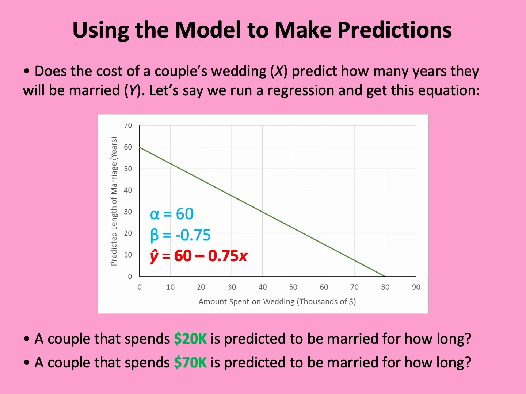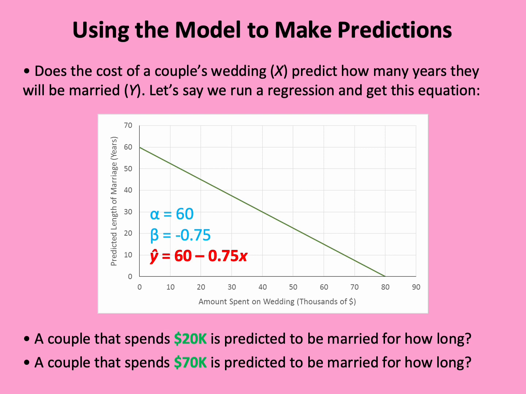And then we would do the same thing for the 70,000. So we would multiply negative 0.75 by 70, and that would give us 52.5. Okay, so 60 minus 52.5. We would predict that somebody who spends $70,000 on a wedding would stay married for 7.5 years.